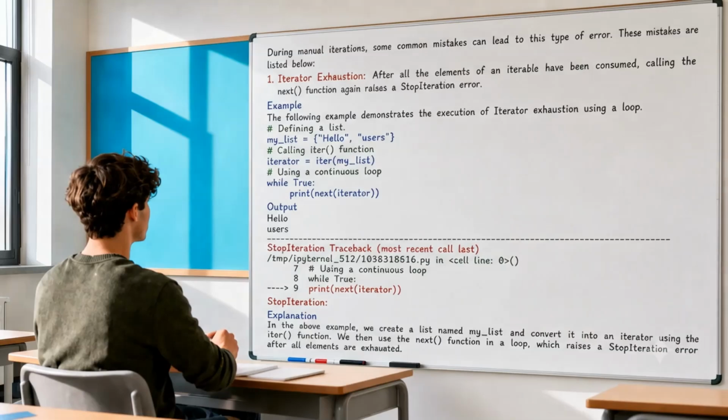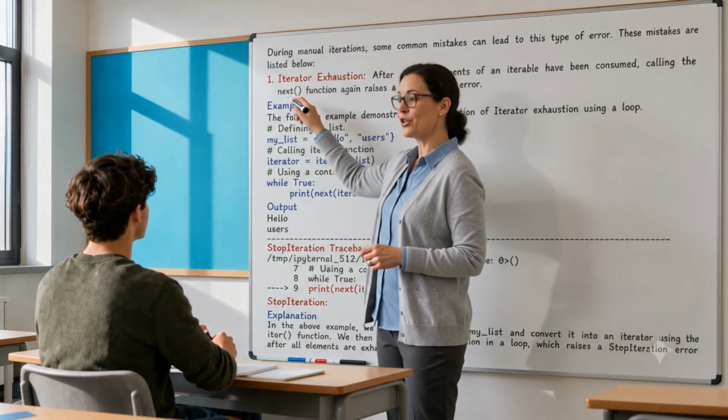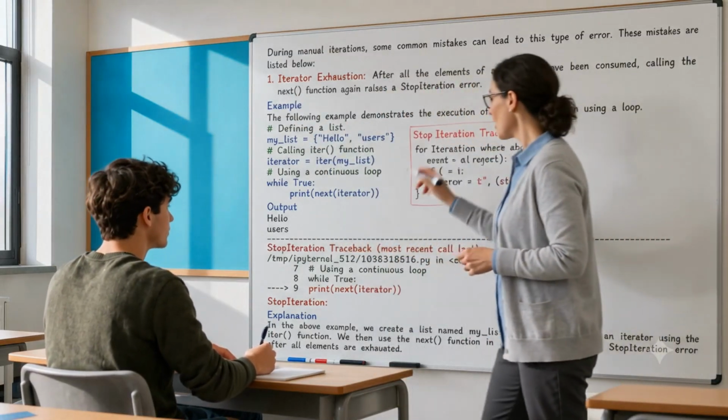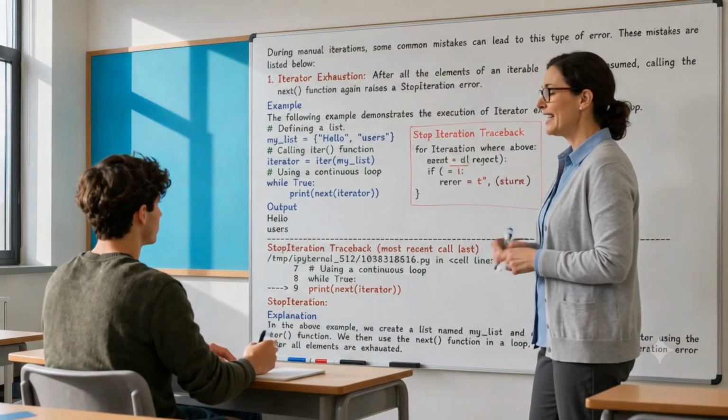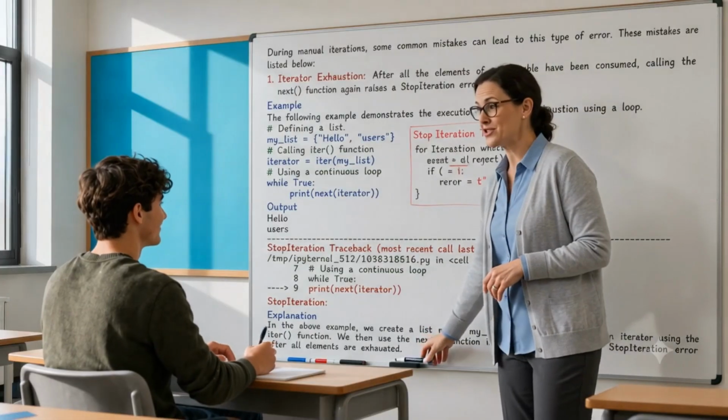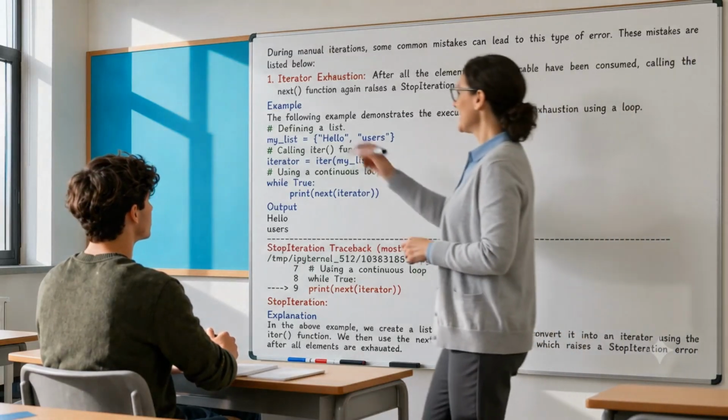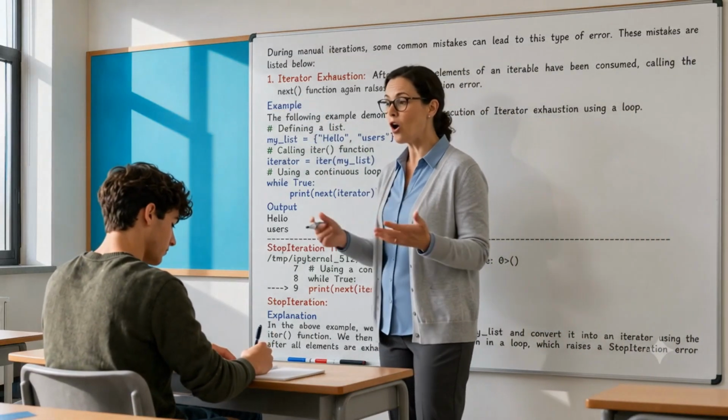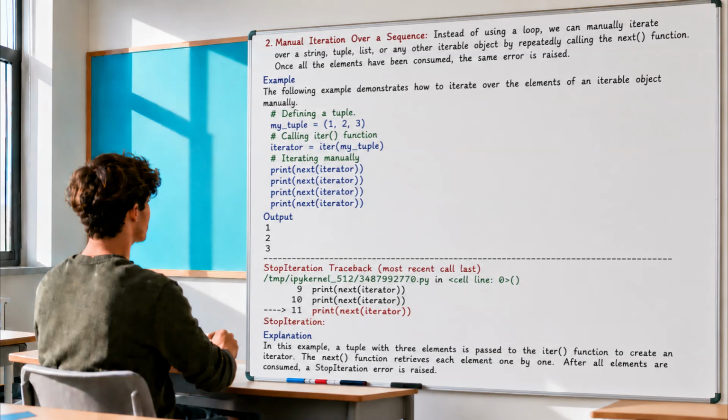Explanation. In the above example, we create a list named my_list and convert it into an iterator using the iter function. We then use the next function in a loop, which raises a stop iteration error after all elements are exhausted. 2. Manual iteration over a sequence. Instead of using a loop, we can manually iterate over a string, tuple, list, or any other iterable object by repeatedly calling the next function. Once all the elements have been consumed, the same error is raised.